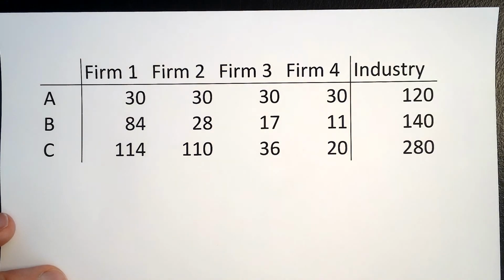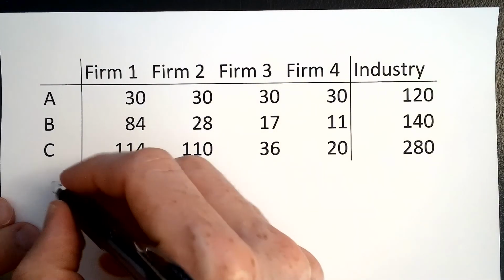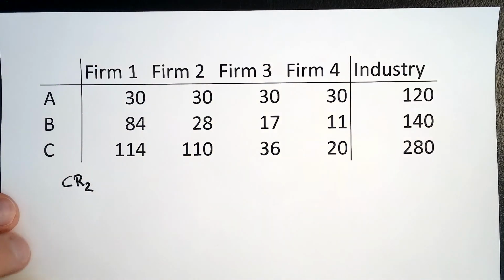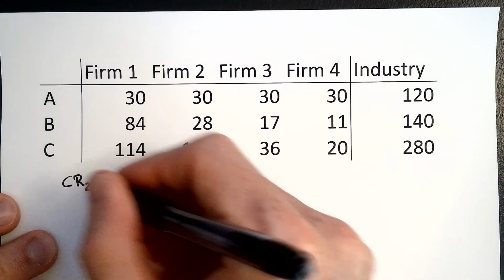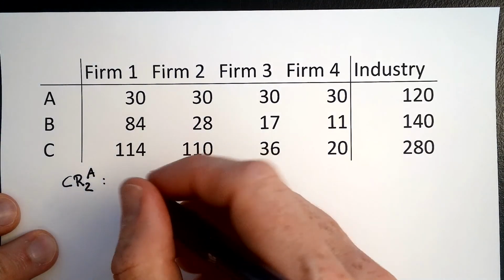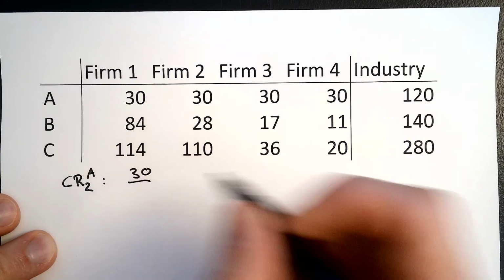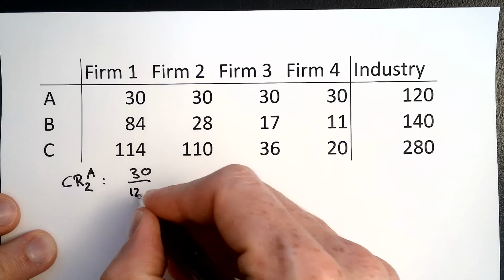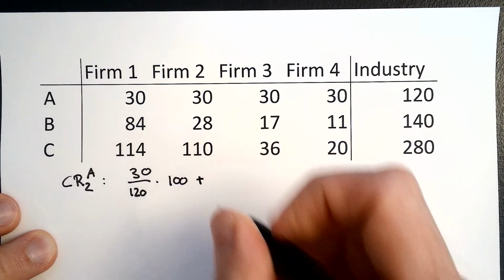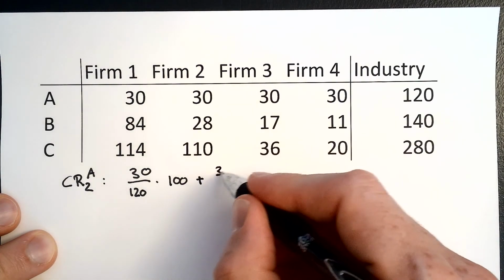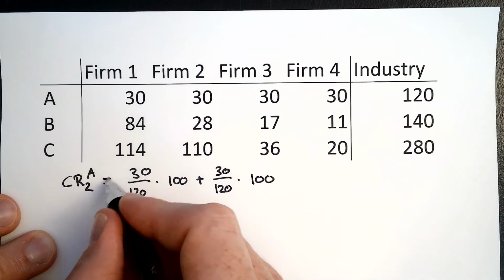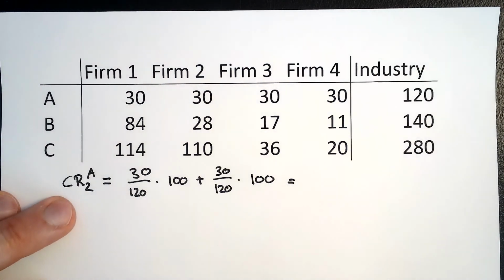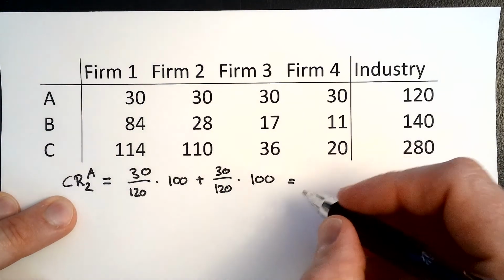Okay, so let us calculate the concentration ratio, or the CR2, for those industries. How are we going to do this for industry A? So here we would be taking the 30 divided by the industry sales of 120 times 100, plus the sales of firm number 2 divided by 120 times 100. And if we execute this calculation, we get a concentration ratio for the first industry of 50.